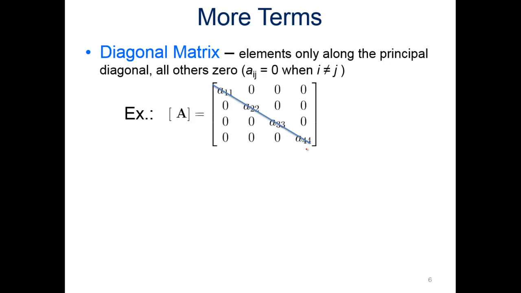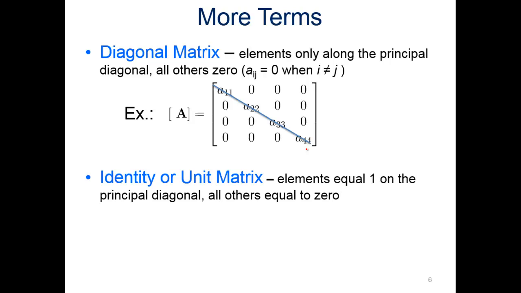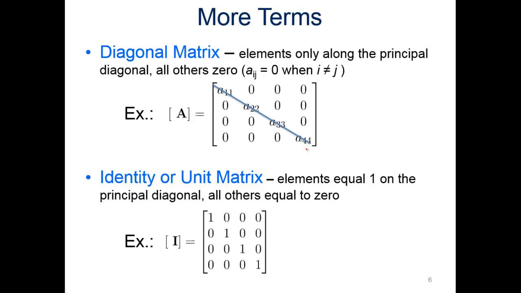So again, this is a generic matrix. Those would actually be numbers if it had numbers there. For the identity or unit matrix, all elements equal 1 on the principal diagonal. So it's a diagonal matrix with 1s, with all others 0s. So there's an example of an identity matrix. Again, we'll use these often as we go through this course.